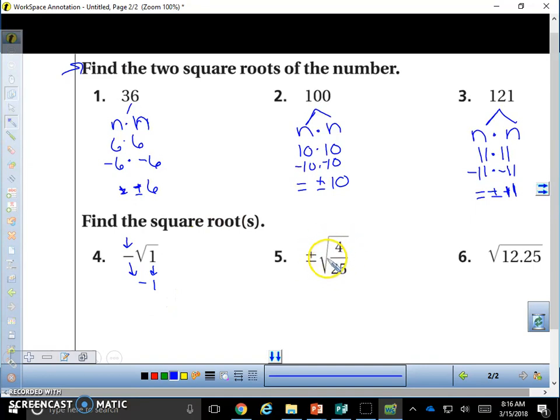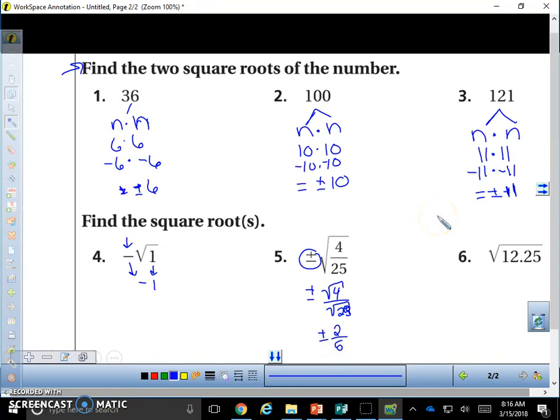This one, fractions are way easier. We can break this down into the square root of 4 over the square root of 25. This one has 2 answers because they use the symbol plus minus. So the square root of 4 is 2. The square root of 25 is 5. So, plus minus 2 over 5.